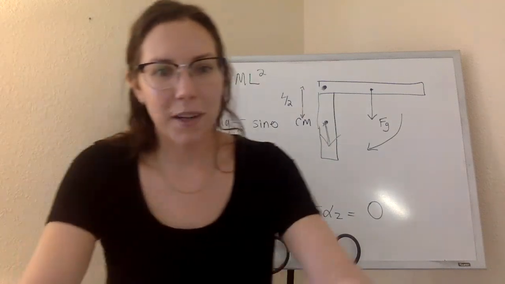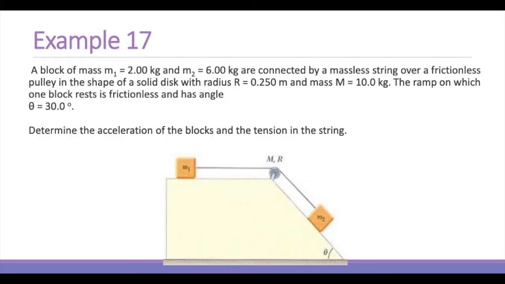Okay, one more example. Sample 17: a block of mass m1 equals 2 kilograms and m2 equals 6 kilograms are connected by a massless string over a frictionless pulley in the shape of a solid disk with radius r equals 0.250 meters and mass m equals 10 kilograms. The ramp on which one block rests is frictionless and has an angle of 30 degrees. Determine the acceleration of the blocks and the tension in the string.